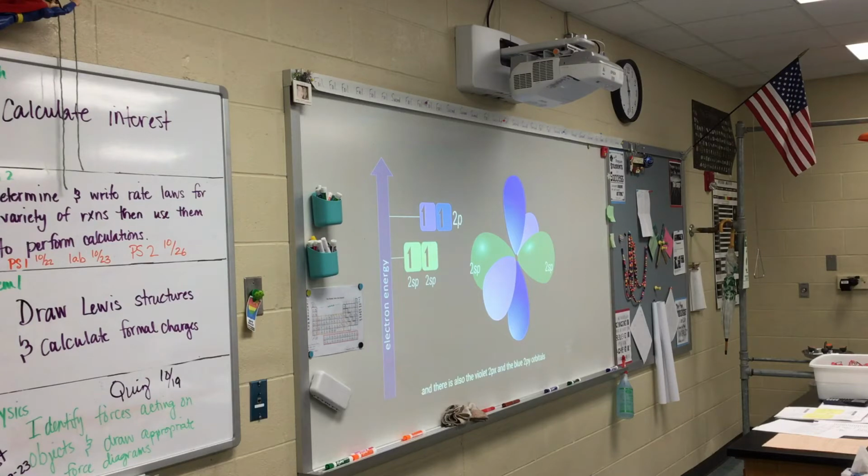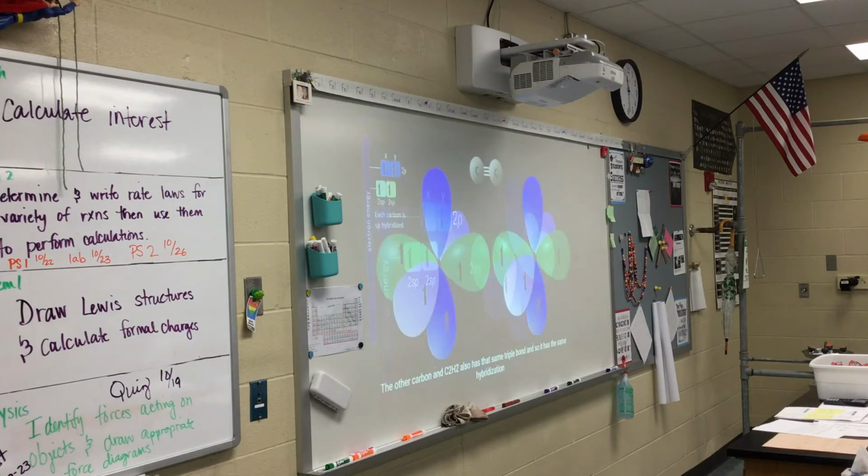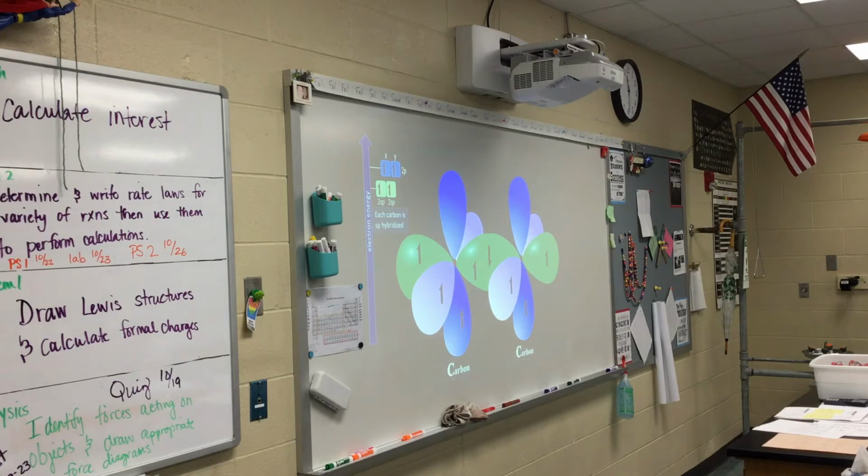And there is also the violet 2px and the blue 2py orbitals. Here, each green lobe is a single orbital, and so they each have an electron, while both violet lobes constitute the single 2px orbital with a single electron, and both blue lobes constitute the single 2py orbital with a single electron. The other carbon in C2H2 also has that same triple bond, and so it has the same hybridization. Let's see what happens during bonding.